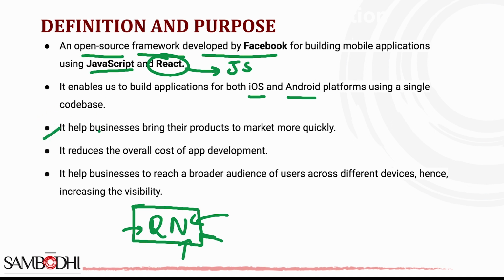Now the next aim of React Native was to get the product to the market very quickly. It is obviously solving this problem by having a single code base and single development teams. So when there are single development teams, there are single development tools and everything. So the development time gets reduced, and the development becomes faster.